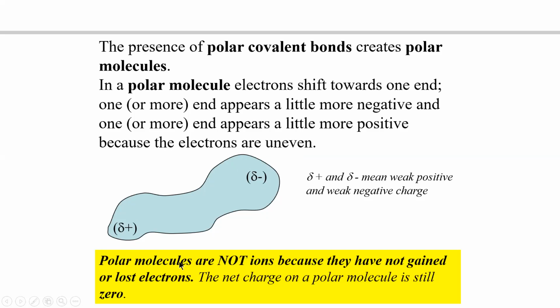Now this is important. Polar molecules are not ions. They have not gained or lost electrons overall, so the net charge is still 0. It's just the electrons have shifted to one side.